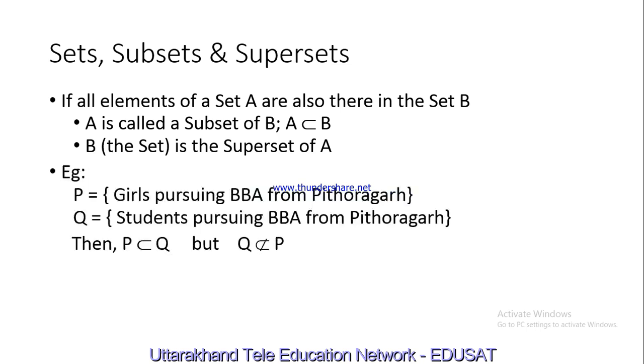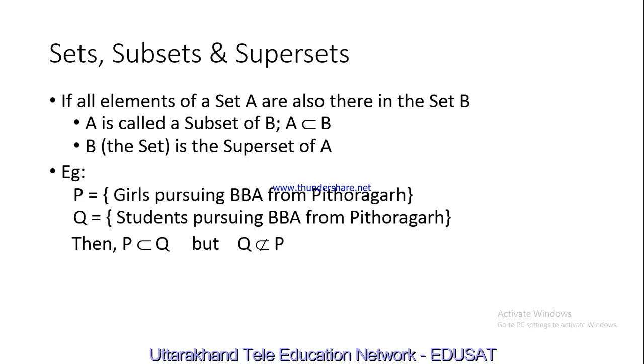So let us take an example. The example here I have quoted again from the department. P is equal to a set that denotes the girls pursuing BBA from Pithoragarh, and Q is equal to the students pursuing BBA from Pithoragarh. Now, you would be able to understand that students pursuing BBA from Pithoragarh would include both boys and girls. So basically, all the girls would also be part of the students group, which means all the elements in P would also be there in Q, and that is why we are saying here that P is a subset of Q. But the reverse is not the case.